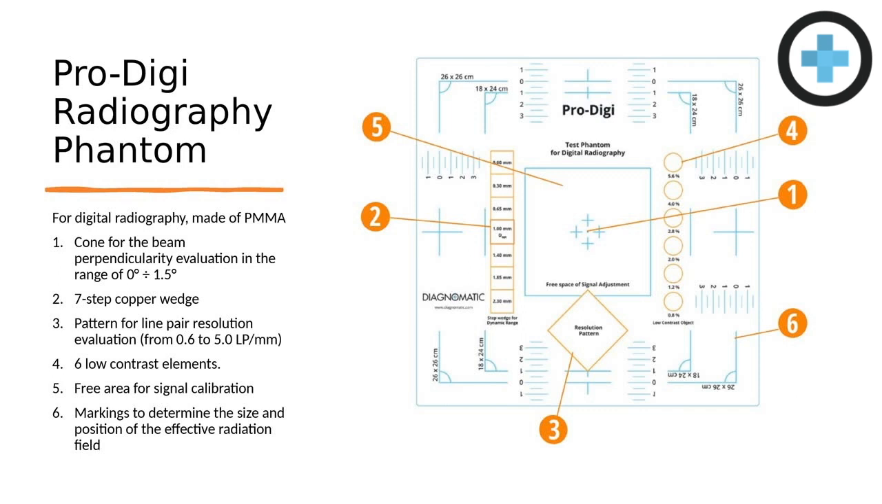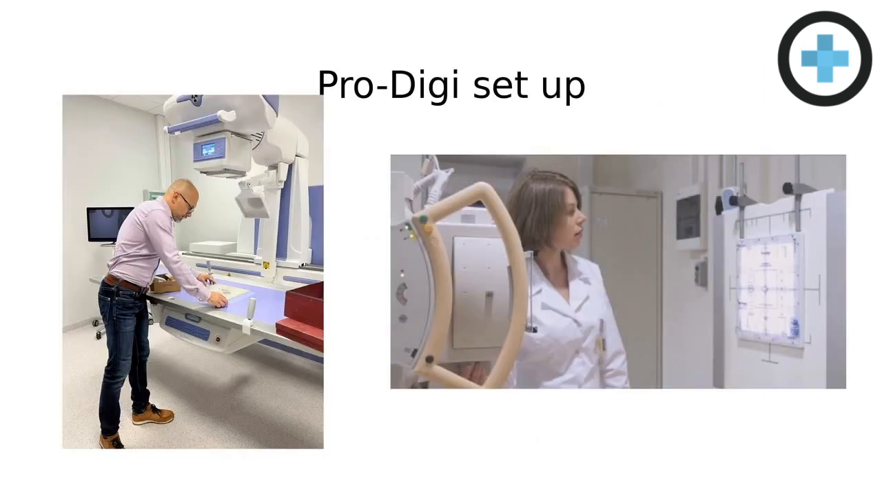Got a copper wedge on one end. There's a test pattern or a line pair resolution built in, and a low contrast element with an aluminum step wedge. You've got a little free area for signal calibration, as well as the markings on here to help determine the size and position of an effective radiation field. So kind of a basic setup.